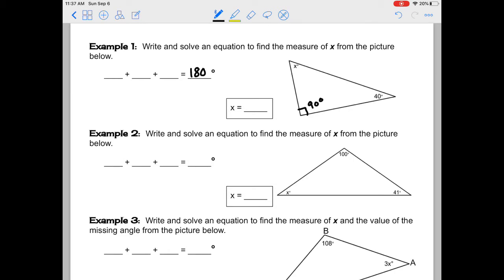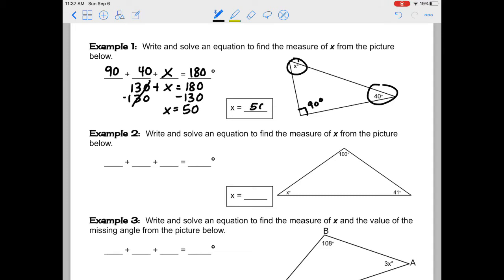So I'm given the 90 degrees by that square, and they also tell me the 40 degrees. And I don't know what this value is, so I'm going to use x. Well, I know 90 plus 40 is 130, and we're adding x, which equals 180. If I subtract 130 from both sides, this cancels out, and x would equal 50. So this missing angle here would be 50 degrees.